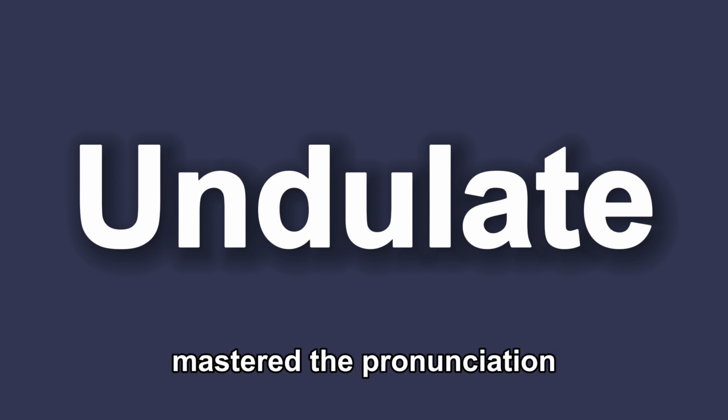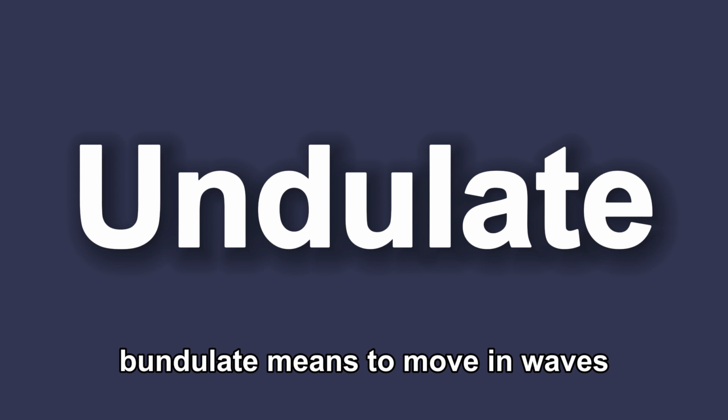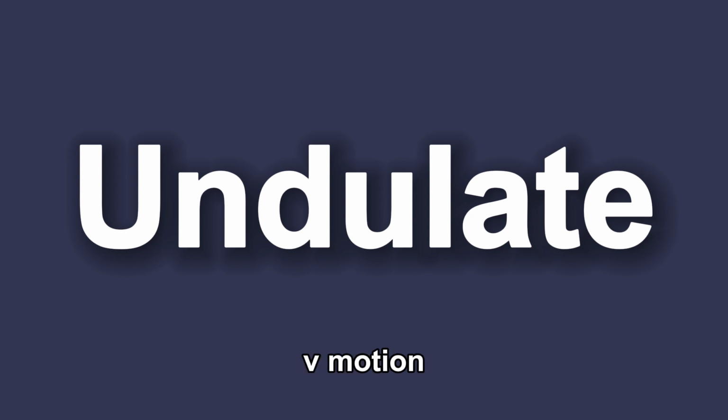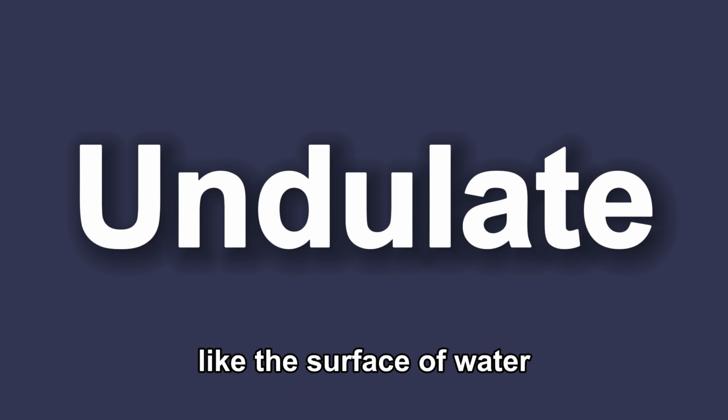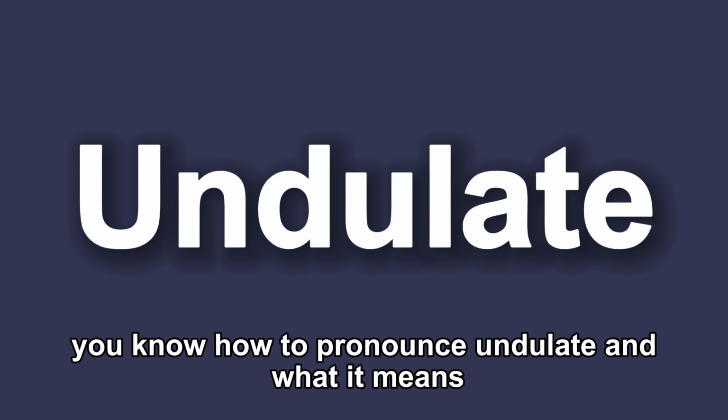Now that you've mastered the pronunciation, let's go over the meaning. Undulate means to move in waves or to have a smooth, wavy motion, often used to describe how something rises and falls, like the surface of water. And that's it. Now you know how to pronounce undulate and what it means.